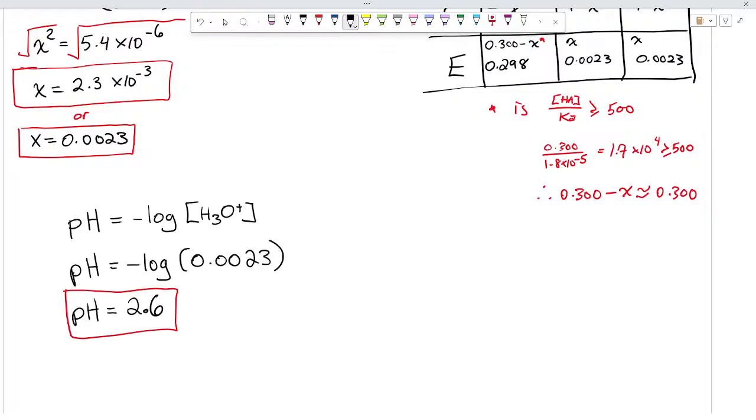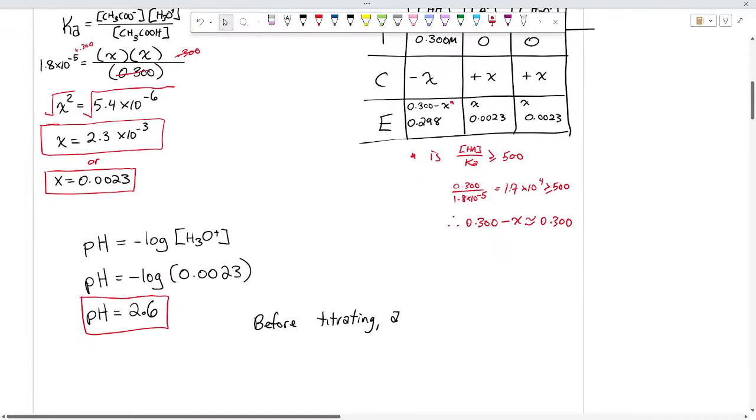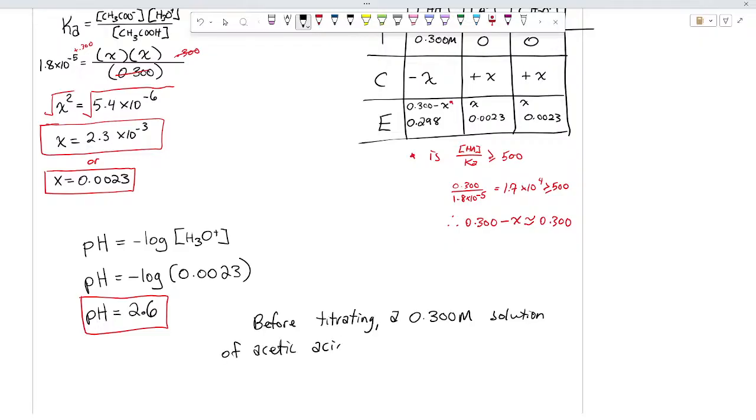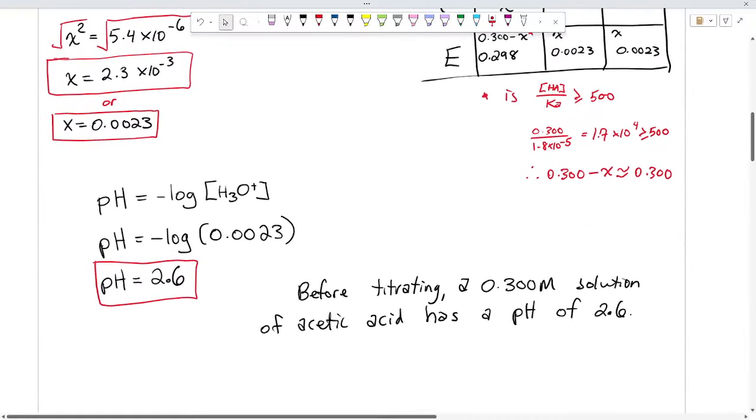So before titrating, a 0.300 molar solution of acetic acid has a pH of 2.6. Okay. How's that feel? Not too bad? Okay. Now here's where it gets weird. All right? So that's pretty easy to work with.